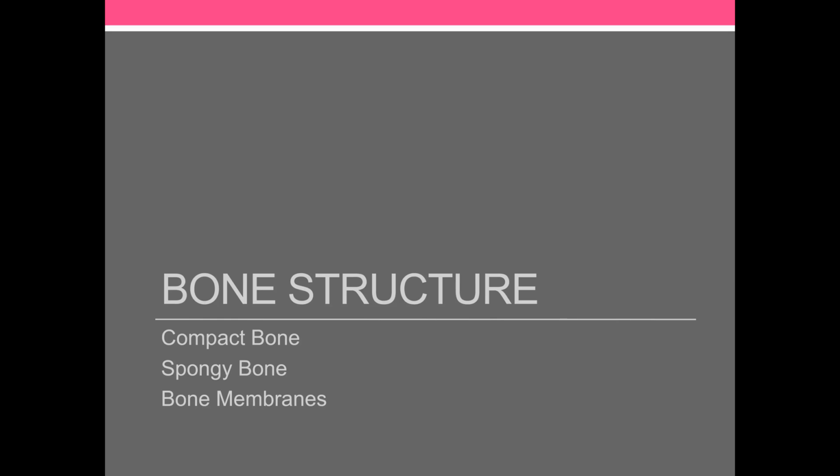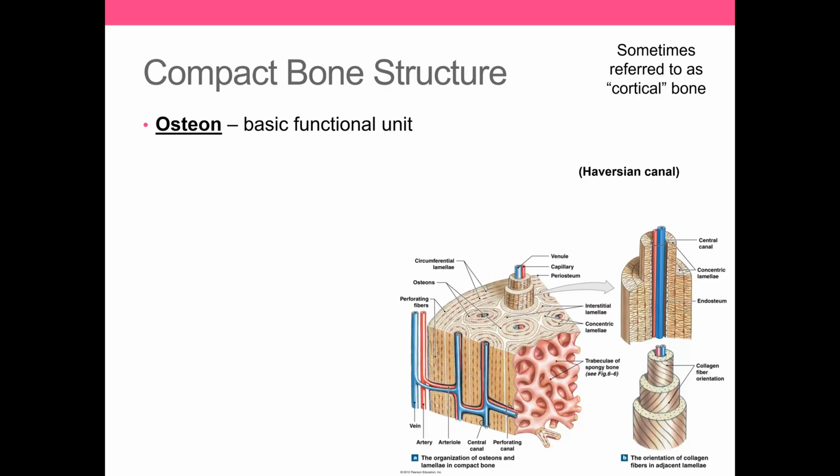In this section, we're going to look more closely at bone structure, specifically the difference in structure between compact bone and spongy bone, and then we'll talk about the two bone membranes. So first, let's look at compact bone. Notice that compact bone can also be referred to as cortical bone. So some textbooks and medical sites will say cortical bone instead of compact bone. They are the same thing.